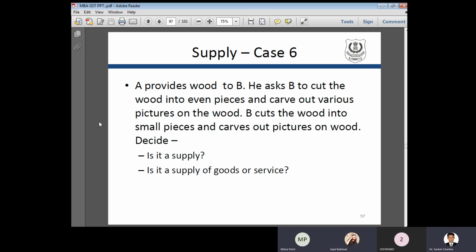It is a supply of goods. Goods. Service. Now think. B cut the wood into small pieces and carves out pictures on wood. Decide whether it is a good or service. Service, sir, because they are just making pictures and giving them. What do you think, Sejal, Mehul? Is it goods or service? If goods, why; if service, why?